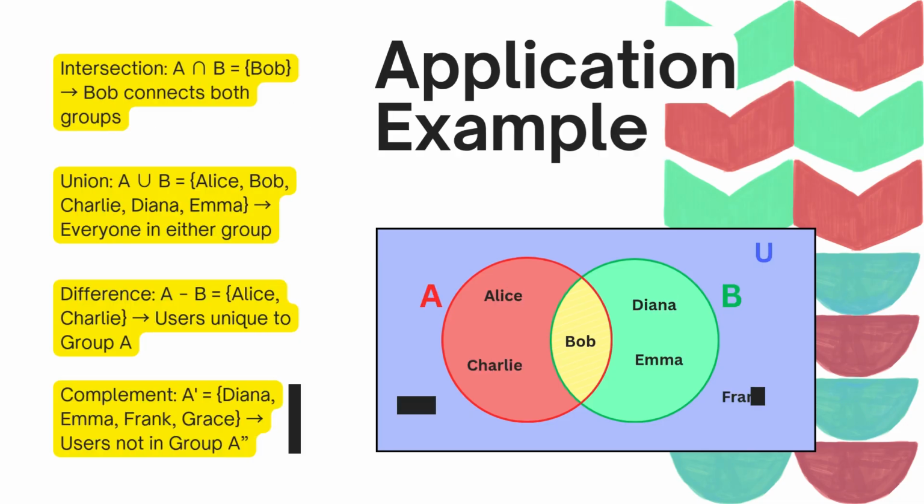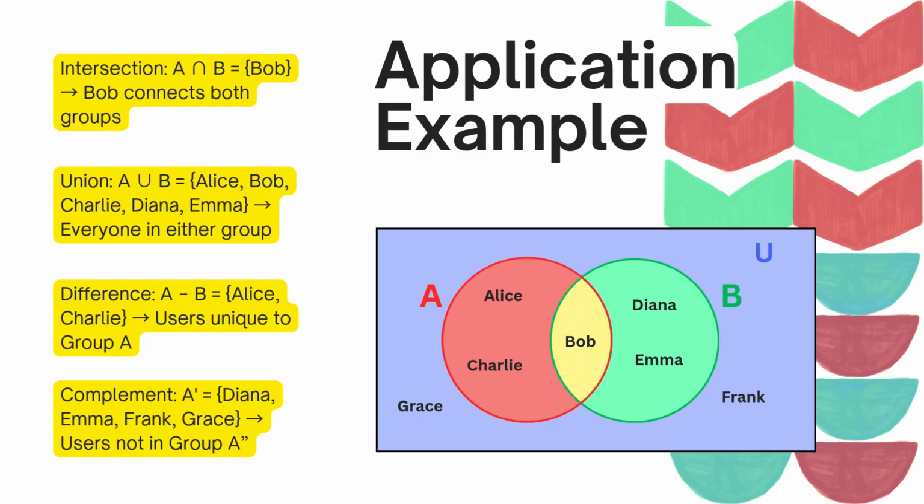For example, consider this Venn diagram. Number 1, intersection or yellow shade, is Bob. So, Bob is in both A and B. Number 2, union, means everyone in Group A, B, or both. There are Alice, Bob, Charlie, Diana, Emma.